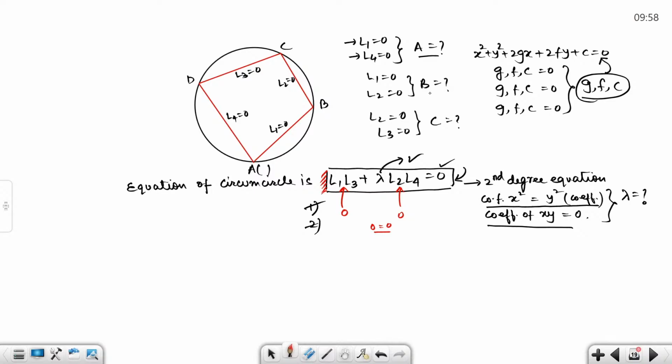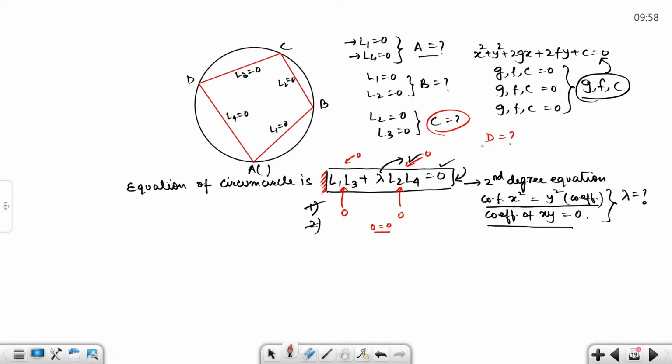Similarly, if I put the coordinate of B, it is going to make L1 0 and L2 0. So again, this part will become 0, this part will become 0. So definitely the circle is passing through point B. Similarly, you can check the point C as well as point D.